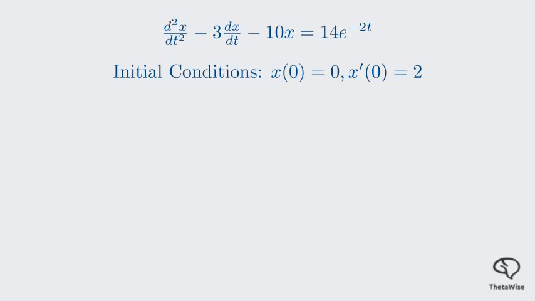First step, find xc. We begin with the auxiliary equation, using r as our variable. The auxiliary equation is r squared minus 3r minus 10 equals 0.